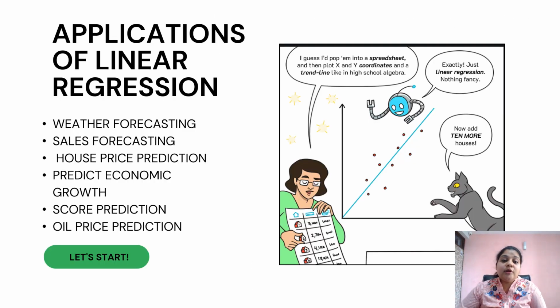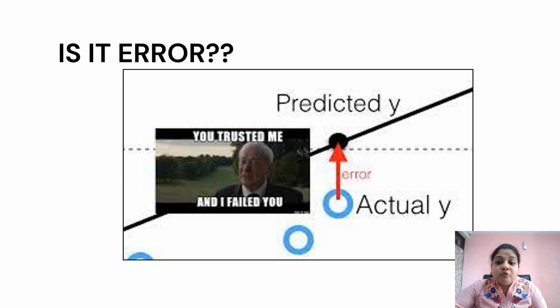Let's see the different applications of linear regression. Linear regression is very commonly used in applications nowadays, whether it is weather forecasting, sales forecasting, house price prediction, prediction of economic growth, predicting the scores of a cricket team or the marks of a student, or oil price prediction. To understand better, let's see an example.